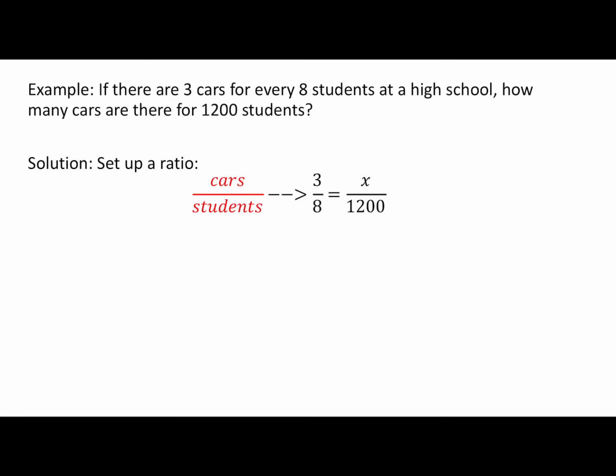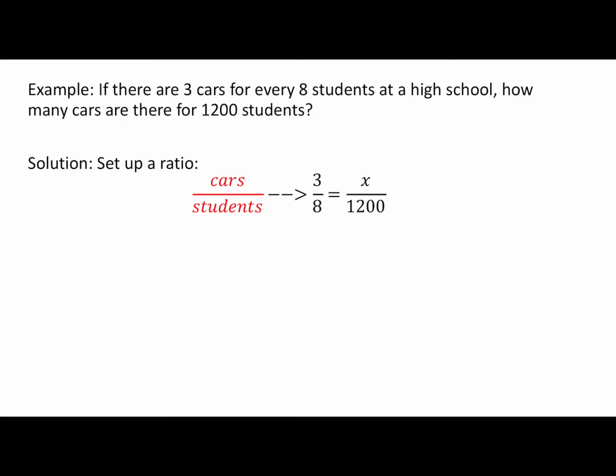Let's look at another example. Suppose there are 3 cars for every 8 students at a high school. How many cars are there for 1,200 students? So I'm going to set up a ratio of cars to students. You could also do students to cars. But here I'm going to put cars on top, students on the bottom.